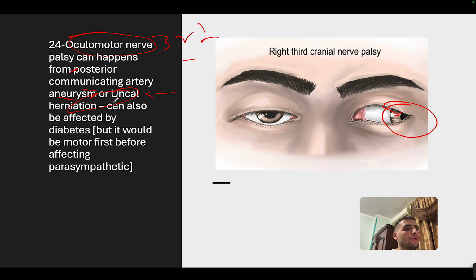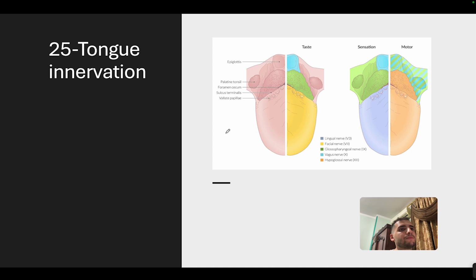Okay. Now, also oculomotor nerve injury can happen from diabetes, because diabetes affects the microvessels that supply the nerves, but it would be motor only before it affects the parasympathetic. So it will probably be outward and downward eyes, but without causing the dilation or the problems in the pupil itself. Okay, this is the thing.